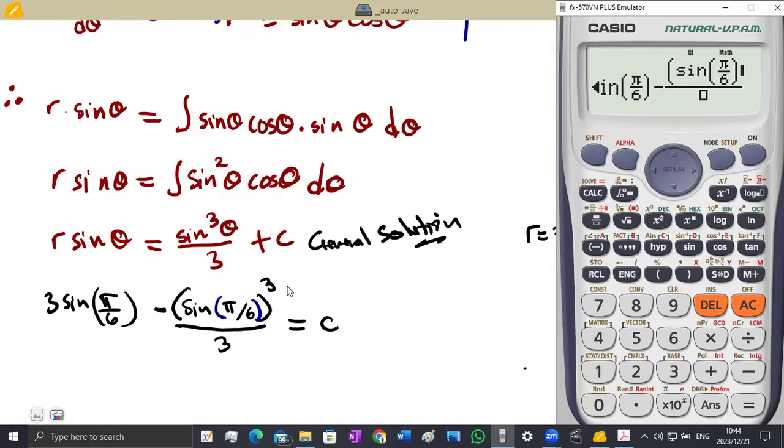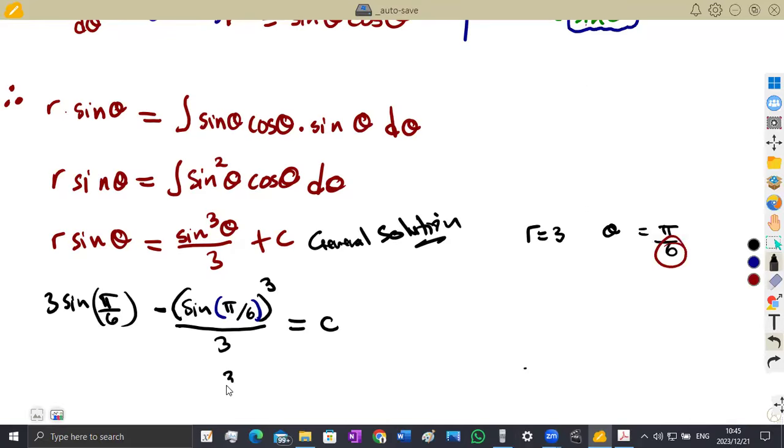Then we have to raise it to the exponent of 3. So we have to close this, then we raise to the exponent of 3. That is to show that we have affected the whole of this sine here. The whole of it is being affected. All right, so everything is over what? Over 3. Okay, so that's what we have. So this is going to give us 35 over 24. So C is going to be 35 over 24. So 35 over 24 is equal to C.